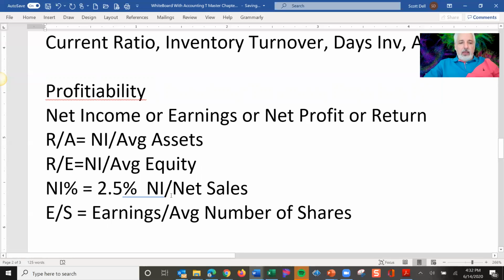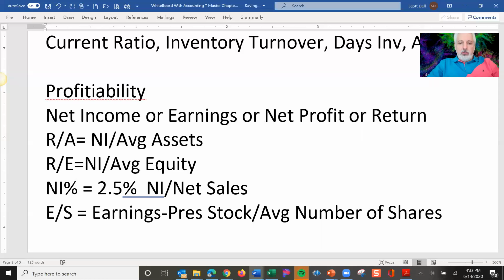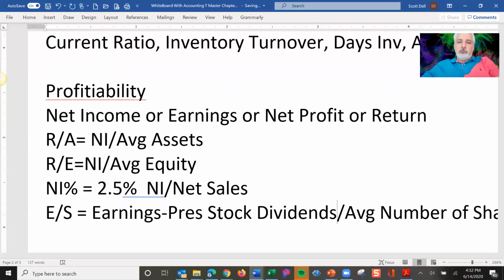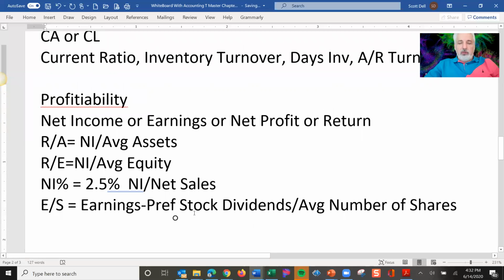Okay. And by the way, we have to deduct here our preferred stock dividends, which we haven't gotten into yet, which is in chapter 11, and we'll talk about it. Don't worry about deducting the preferred stock dividends, not the common stock, but just the preferred stock. Don't worry about it at this point, but just want to make you aware.